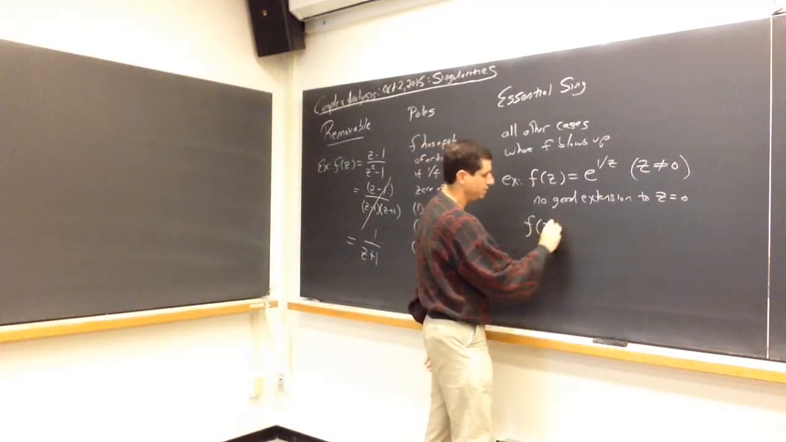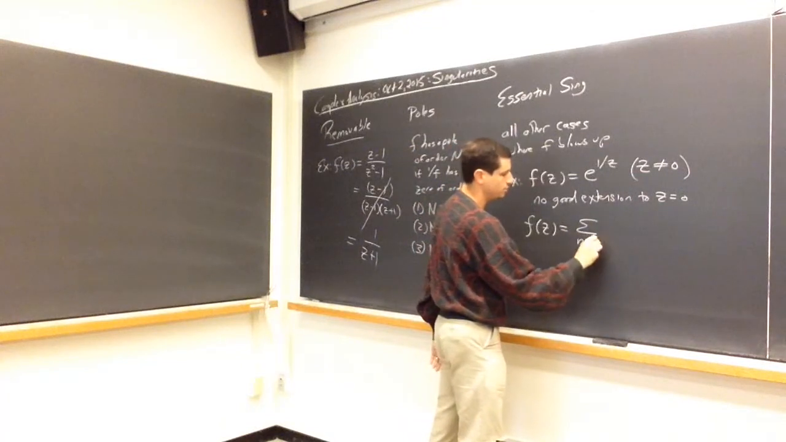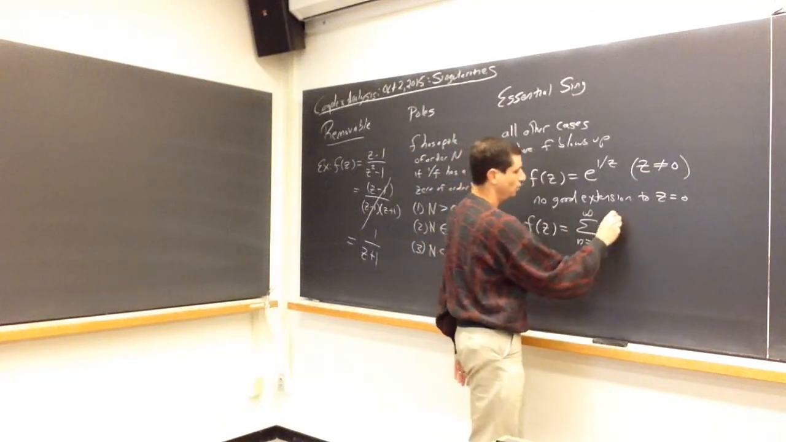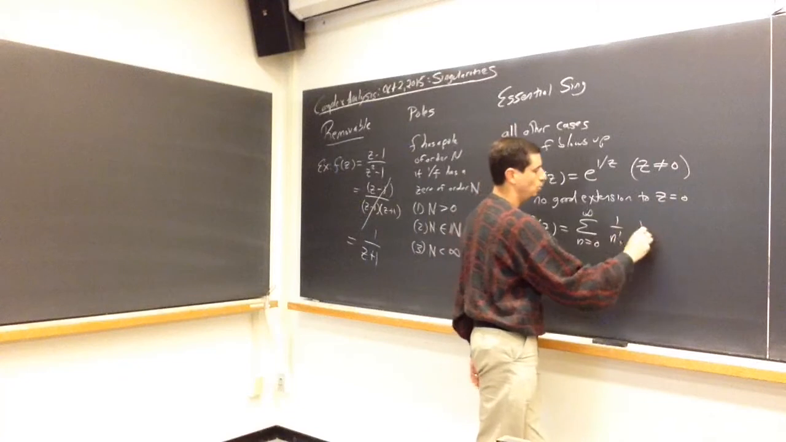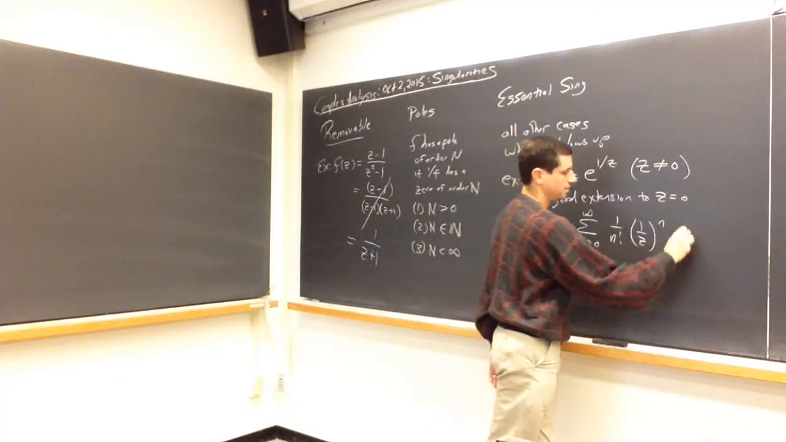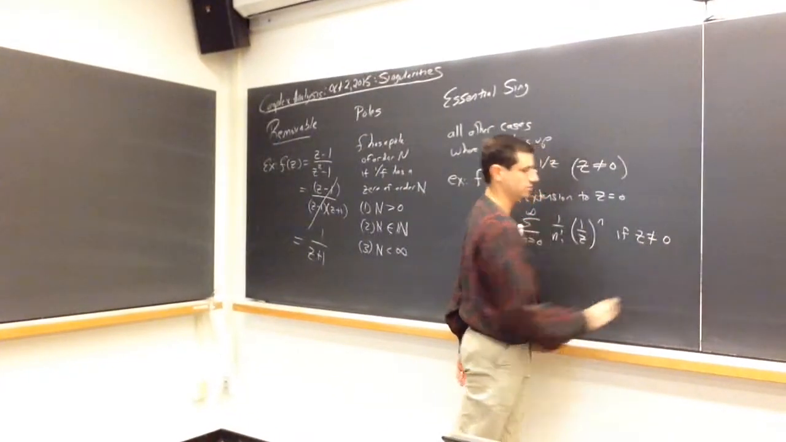Let's look at f of z. It's going to be the sum, n goes from 0 to infinity, of 1 over n factorial times 1 over z to the n, if z does not equal 0.